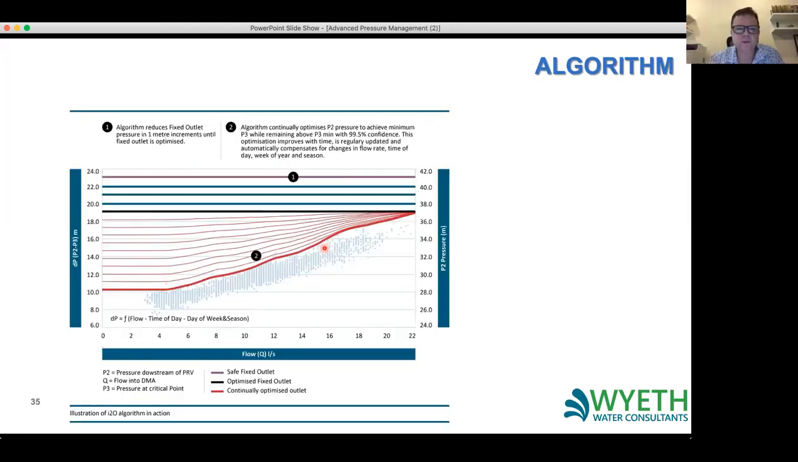And this is the sort of curve that it's doing. Because it's recording pressure and flow continuously, it's getting thousands of data points which are then spread out, and it develops this curve which is at a 99.5% confidence level.